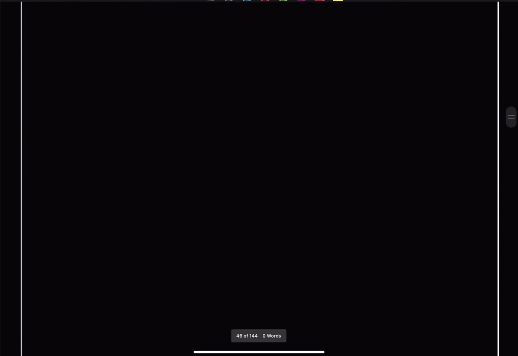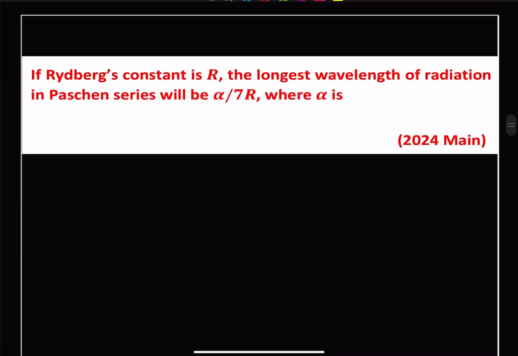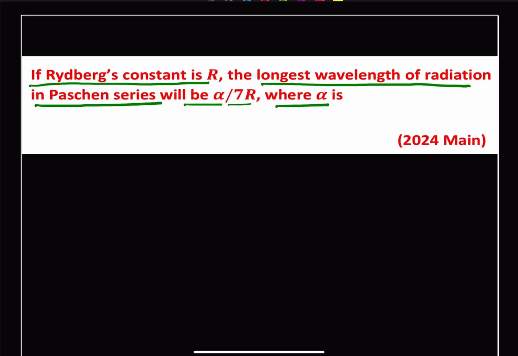Next question. It states that if Rydberg constant is R, the longest wavelength of radiation in the Paschen series will be alpha upon 7R, where alpha is. So with respect to the Paschen series, we have to find out what will be our alpha if the longest wavelength is represented as alpha upon 7R.